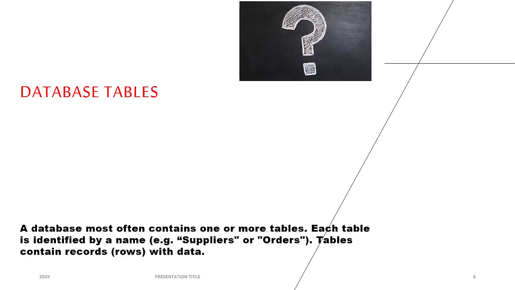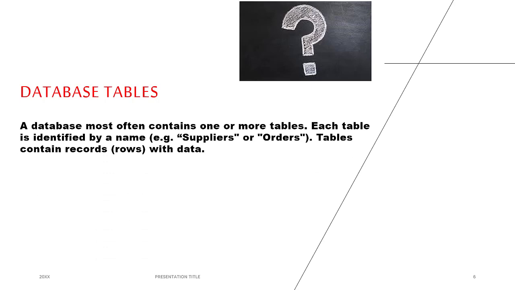Regarding database tables, a database most often contains one or more tables. Each table is identified by a name, for example, suppliers table, invoices table, orders table, and so on. And these tables contain records, which are rows with data.